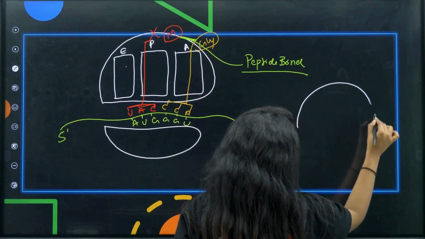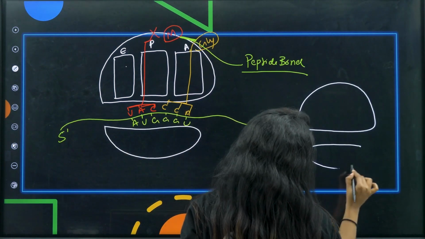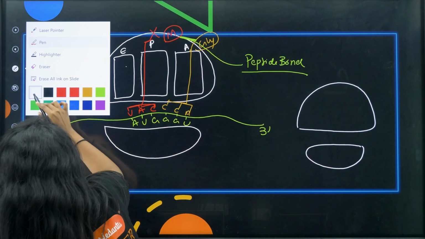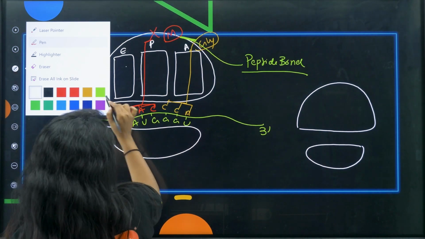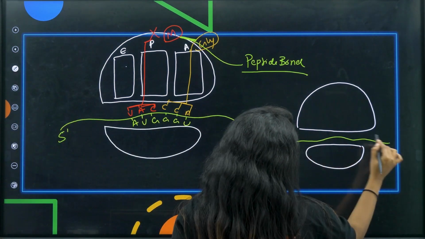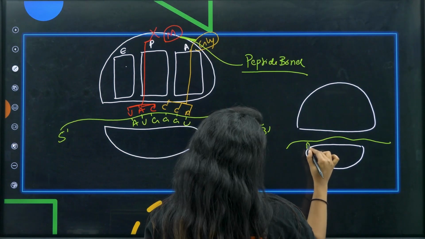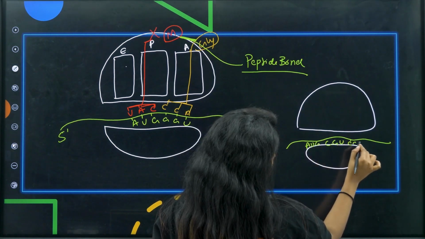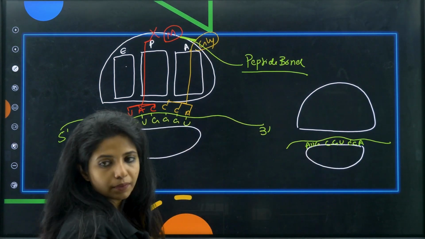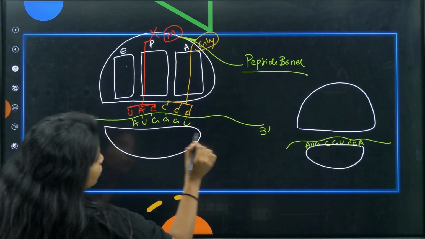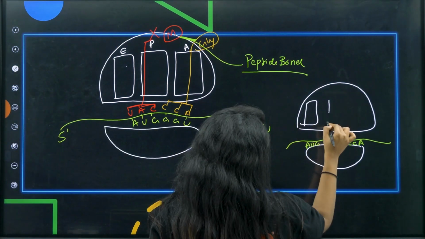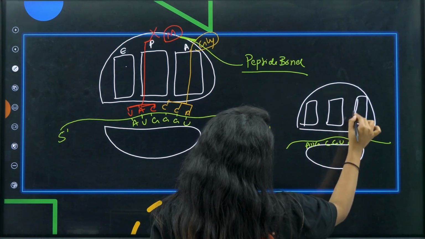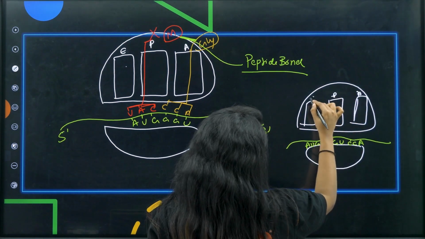Over here you have the large subunit, you have the small subunit, okay, and you have this thing where AUG was there, and then GGU was there. Now suppose it's CCA, okay, and there are three regions. You have E, you have P, and you have A. This is A, this is P, this is E.